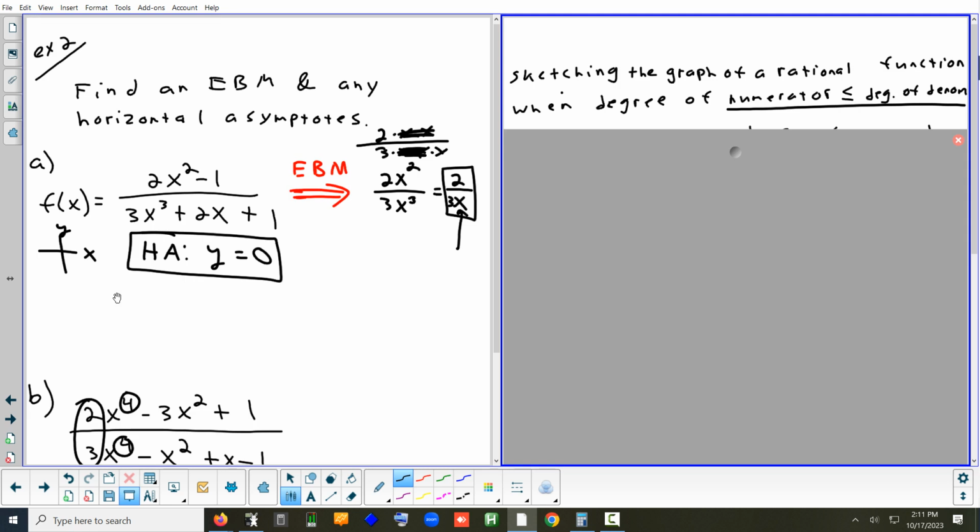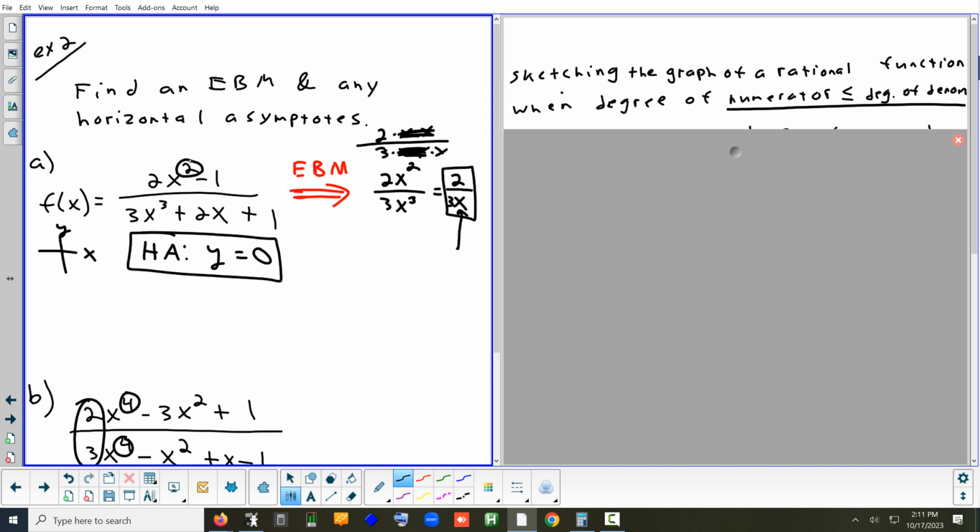So in example 2a, the degree of the numerator was a 2. The degree of the denominator was a 3. The degree of the numerator was smaller.